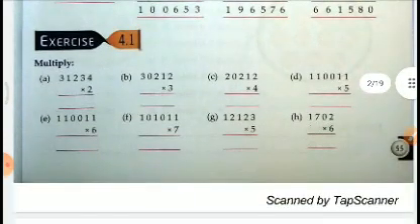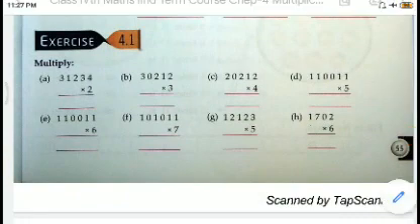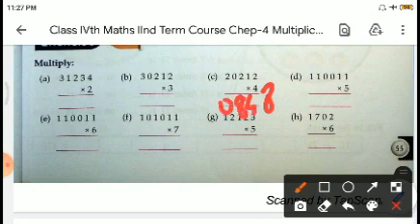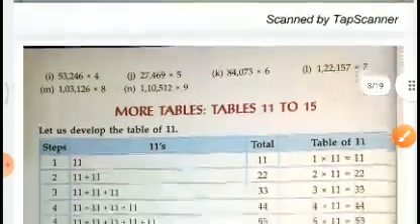Let us do one question here. Let us try to do the C part. 20212 by 4, 4 2s are 8, right? 4 1s are 4, 4 2s are 8, 4 0s are 0, 4 2s are 8, 80848. This will be the answer, and this is how you need to do this exercise.